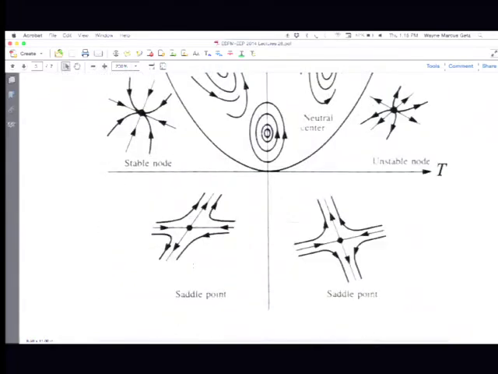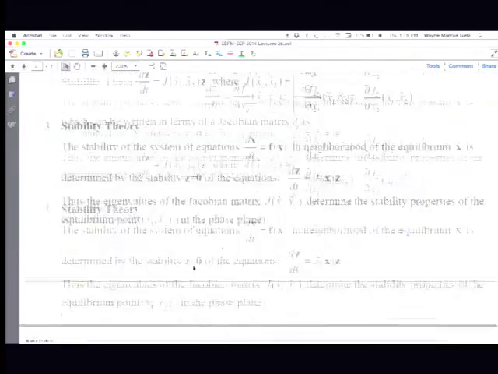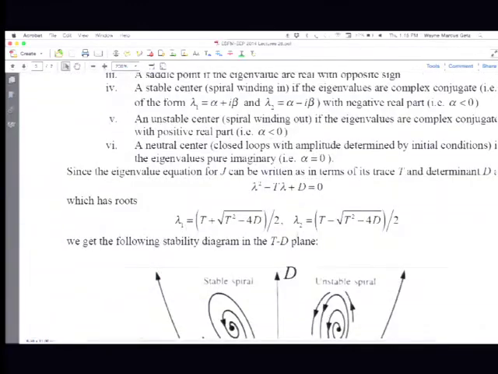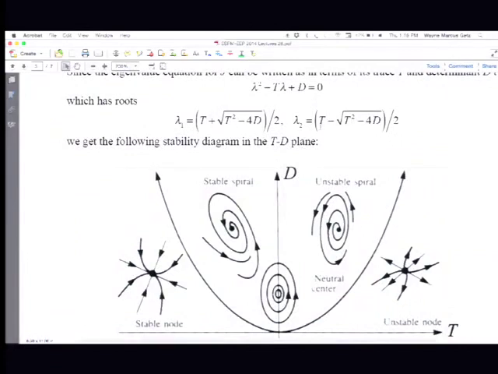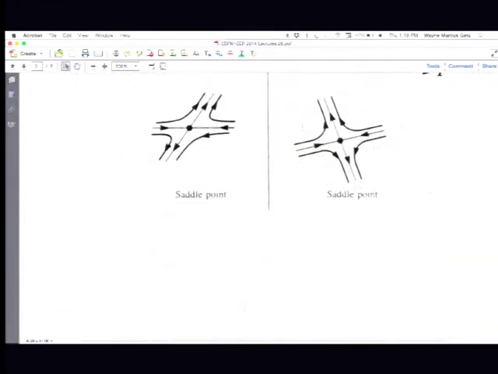And if d is negative, then one of these lambdas will be positive and one will be negative. Because here you've got t, and you're adding something that's positive, so that's going to be the positive one. And here you've got t, and you're subtracting something that is the size of the square root of t squared, if d is 0. But if d is negative, then you're subtracting something that's bigger than t. And so lambda 2 will turn out to be negative. You can work through that algebra and you can see this.